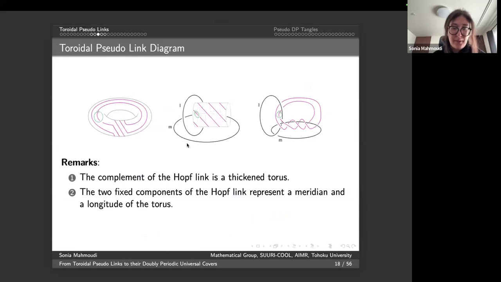So here the figure is a little bit bigger, and we already defined the relation between Hopf links and the thickened torus. And the second point I'd like to highlight here is that we will also be able to consider the relation between the two components of the fixed Hopf link as being a meridian and the longitude of the torus on the diagrammatic level. And we will see that it will be quite useful later on when we will discuss the periodic structure.